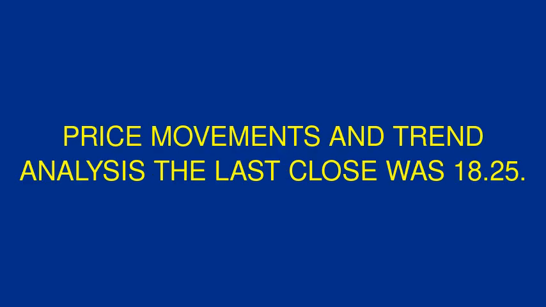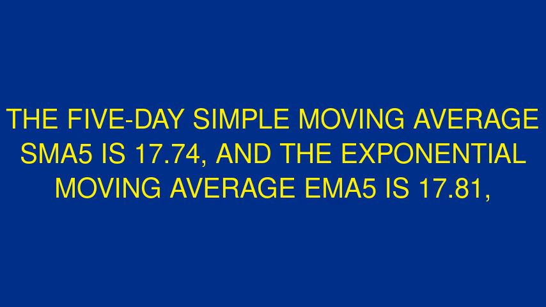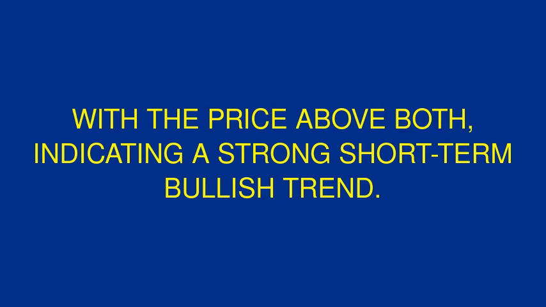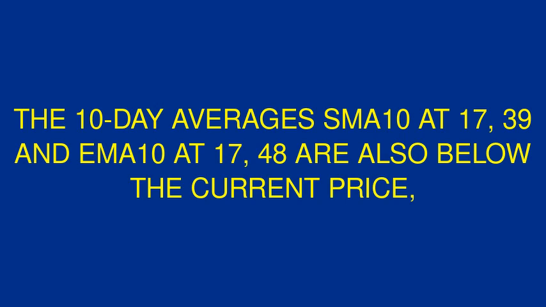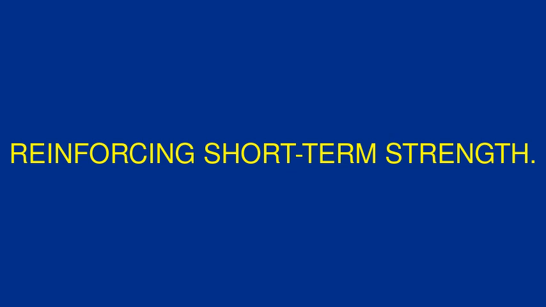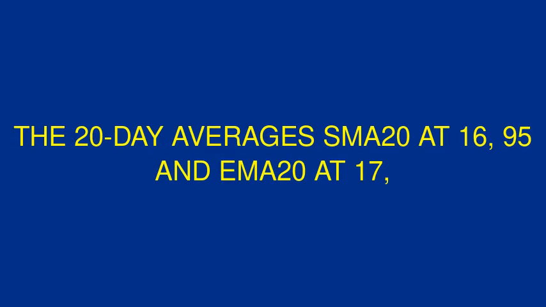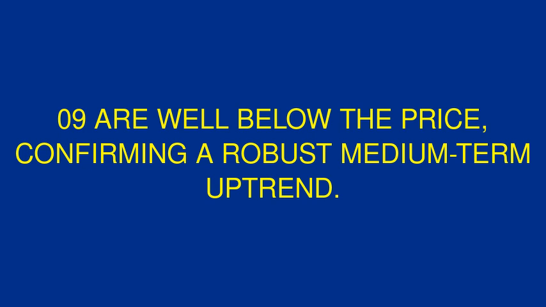Price movements and trend analysis. The last close was 18.25. The 5-day simple moving average SMA5 is 17.74, and the exponential moving average EMA5 is 17.81, with the price above both, indicating a strong short-term bullish trend. The 10-day averages, SMA10 at 17.39 and EMA10 at 17.48, are also below the current price, reinforcing short-term strength. The 20-day averages, SMA20 at 16.95 and EMA20 at 17.09, are well below the price, confirming a robust medium-term uptrend.